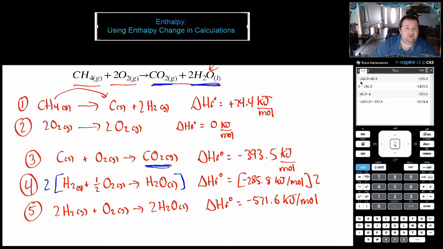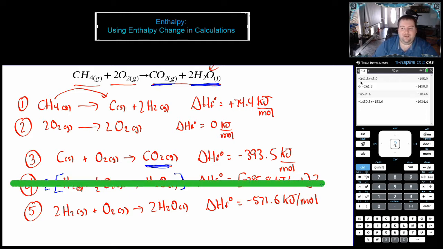Okay, I'm gonna go ahead and make a line, quite a thick line, and I'm gonna cancel this step out because it's gone, right? We've made step 5 out of step 4. So this is the one we're gonna use. Okay, let's go ahead and now figure this out.